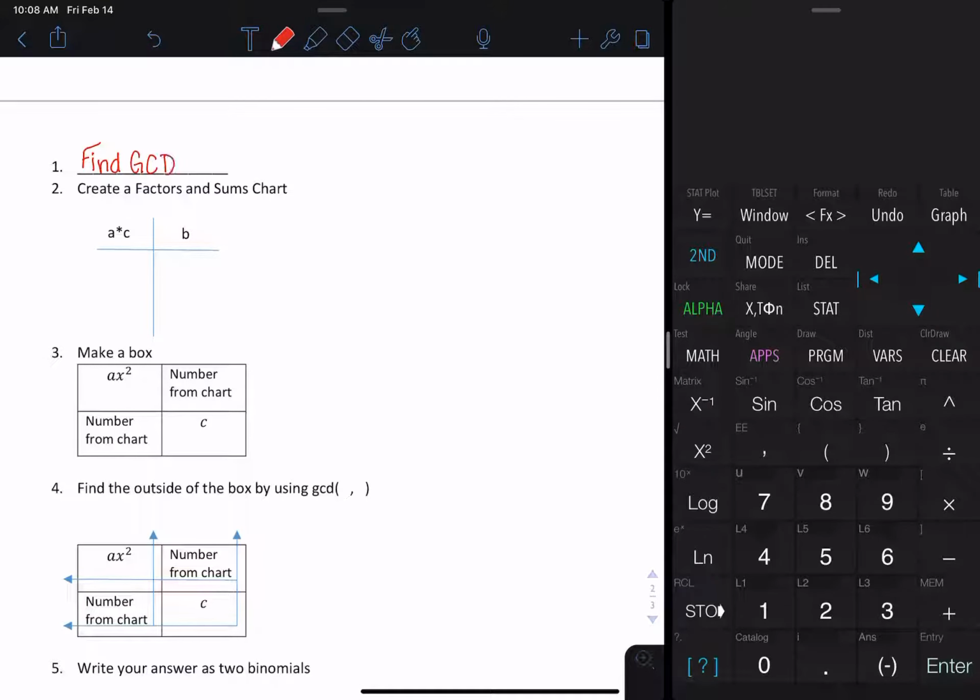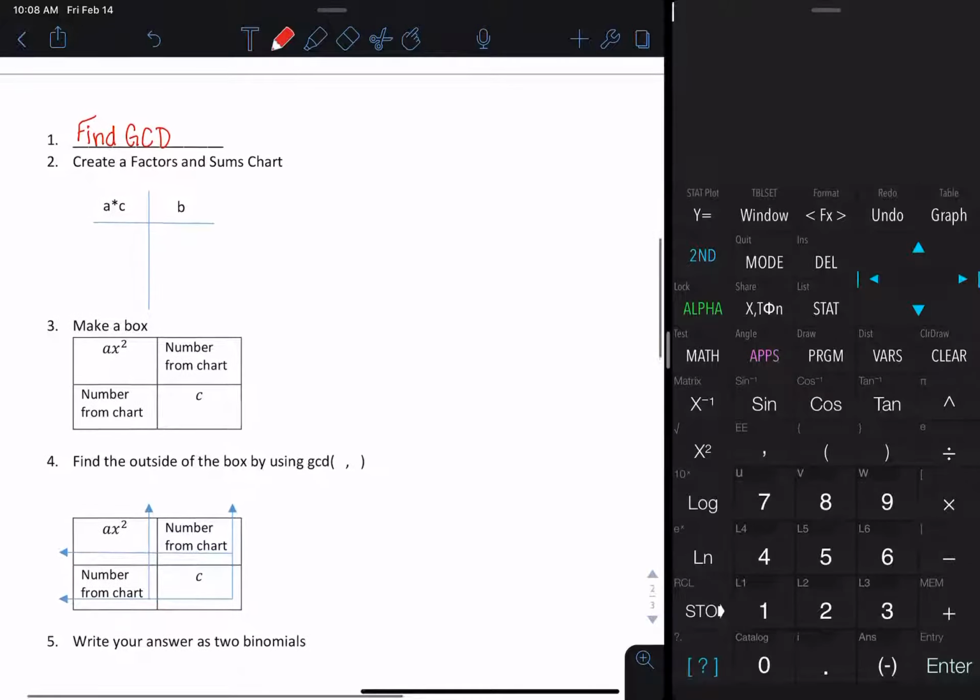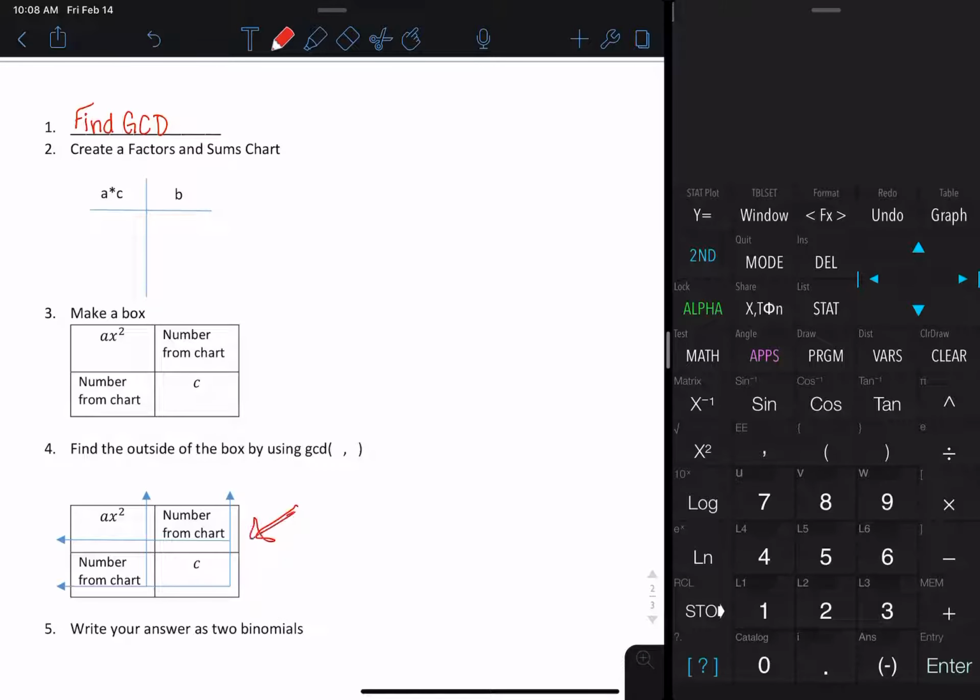GCD first. You found GCD a lot in this box. You use the GCD to find the outside numbers. But today we need to look at the trinomial we start with and see if the trinomial has anything in common first. Yesterday, none of them did, but today some of them will. So we're going to find the GCD of our trinomial first.